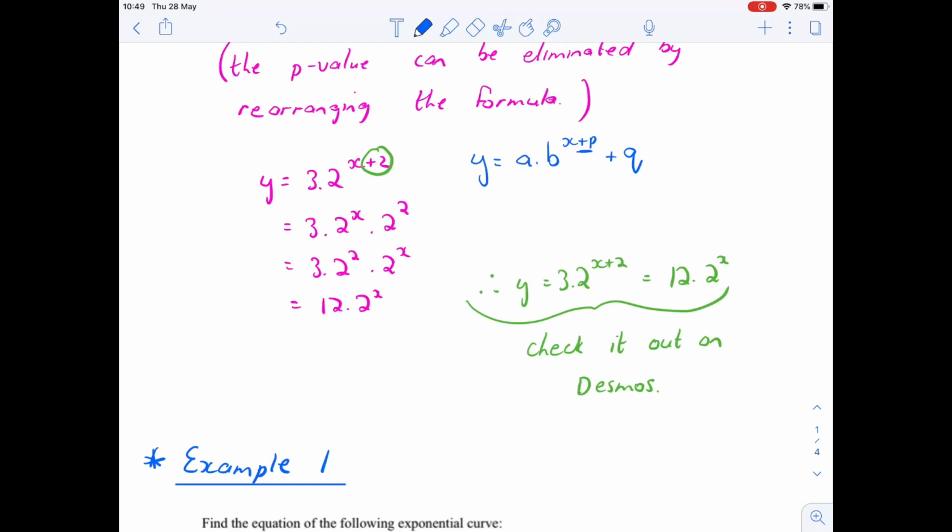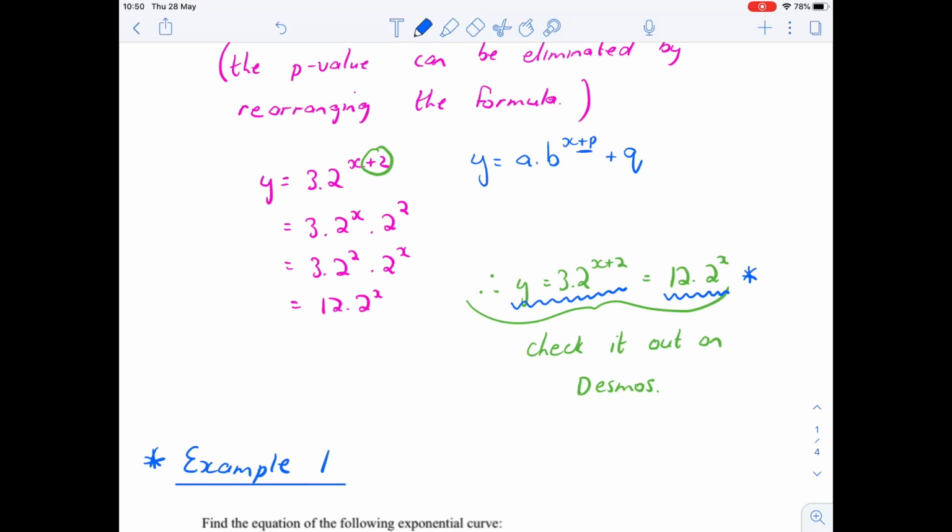So now if I rearrange this with my knowledge of exponents, remember we can break this up to be 2 to the x times 2 to the 2. Now, because this is a number, 3, and this is a number, I can just times them together. So 3 times 2 to the 2 is 12. And 12 times 2 to the x then is going to be the same as my original. Interesting, hey? Just playing around with your knowledge of exponents. In other words, these two here, y equals 3 times 2 to the power x plus 2 is equal to 12 times 2 to the x.